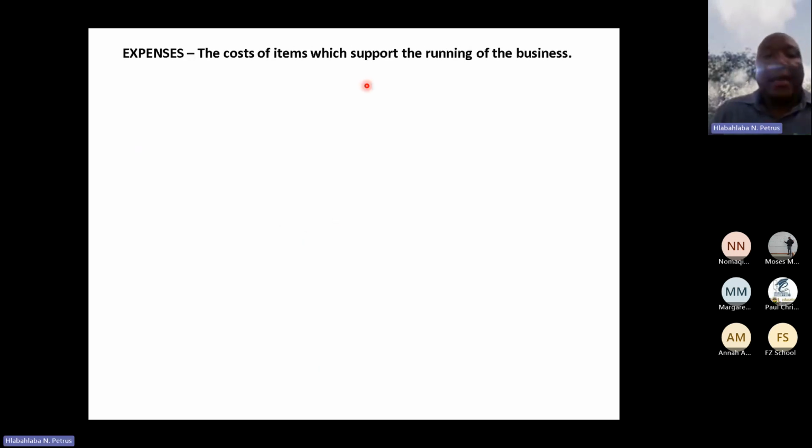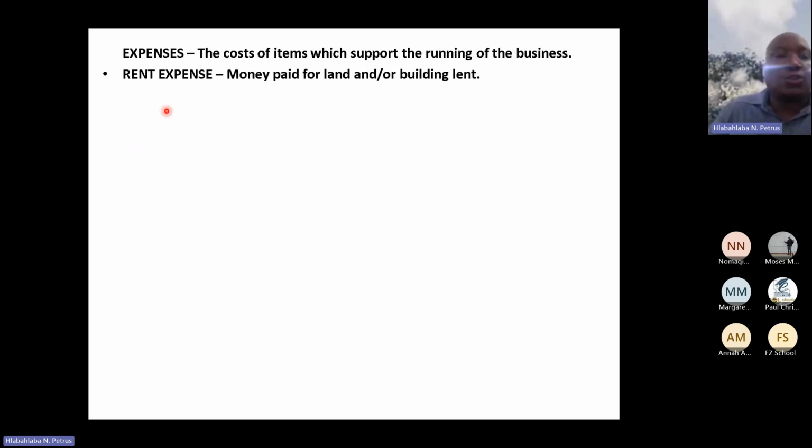And the last slide here, we have an expense. The expense is the cost of items which support the running of the business, as I've mentioned. Without the expense, the business will not function. We also have the rent expense, money paid for land and building. If we don't have a building but we want to start a business, that business must have a building. We are renting a building from someone, we'll expect to pay that person the rent. So it's an expense, it's called a rent expense.